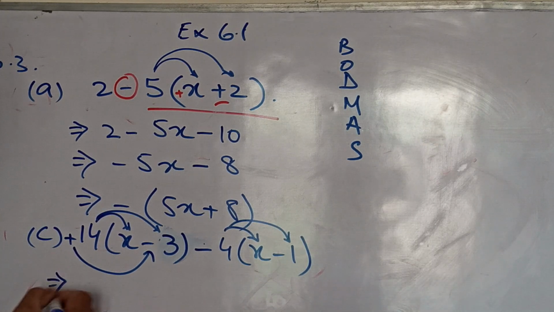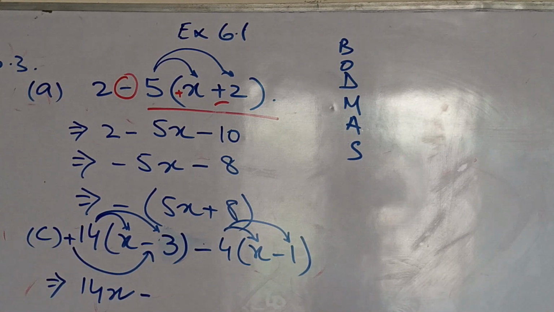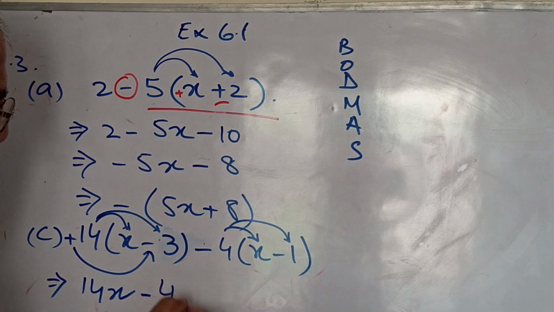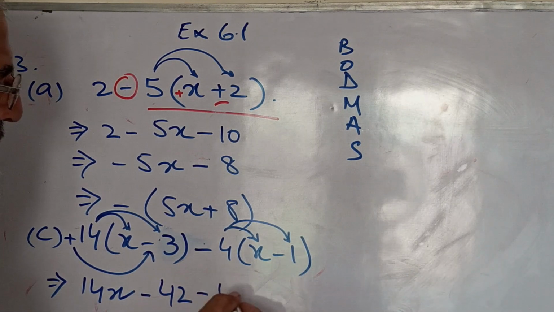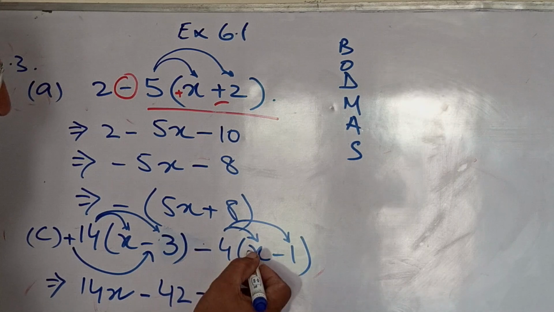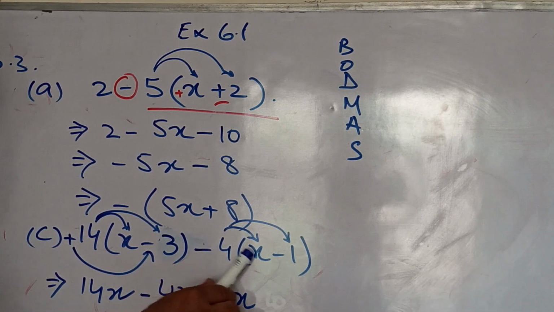So 14x minus 14 three times. 14 three times is 3 fours are 12, and 3 ones are 3, so 42. 42 will come over here, and minus 4x, because here it is minus, here it is plus, minus 4x.